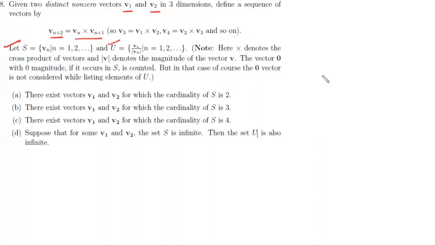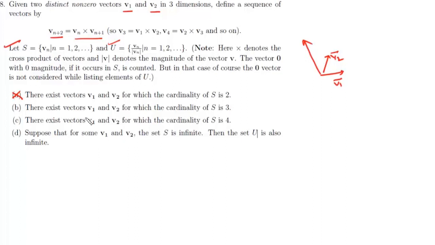Now we have two non-zero vectors V1 and V2, and if we take their cross product, then we'll always have this third vector which is different from V1 and V2. So we cannot have cardinality of S is 2. So this option A is incorrect.